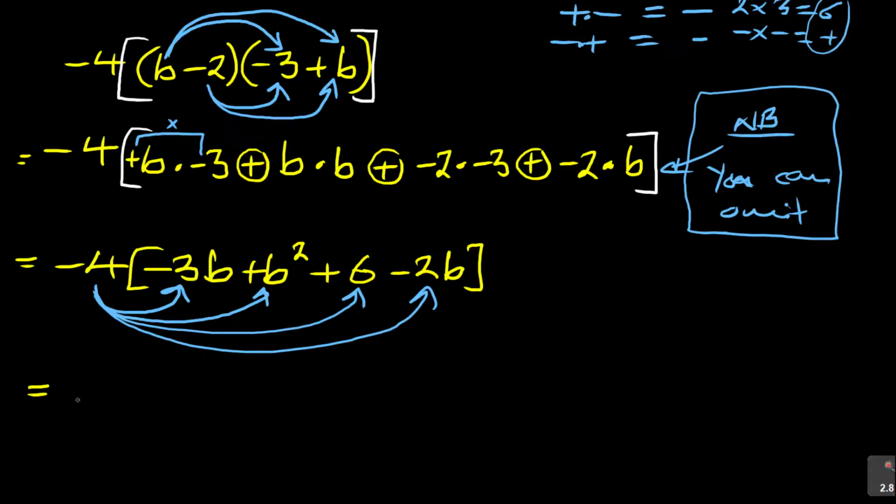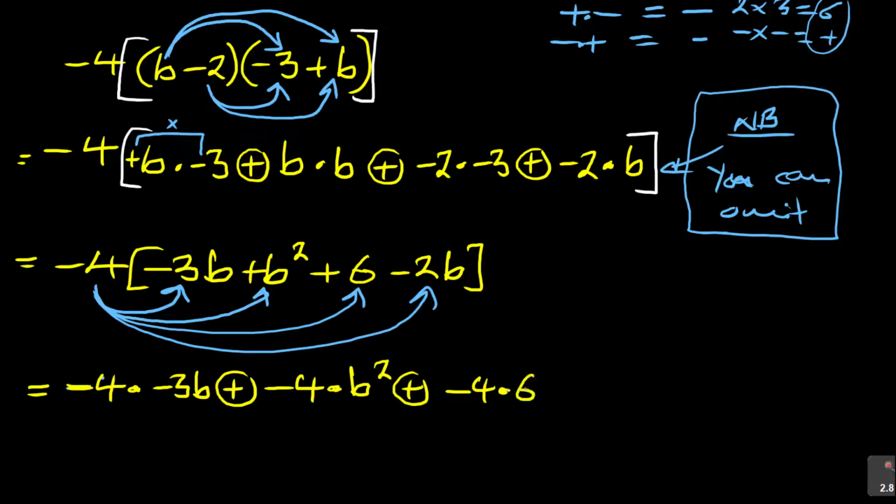So what do you say? It's minus 4, right, times minus 3b. It's better to write, at least you can be able to see. And then plus, or let's put a positive, minus 4 times b squared. And then every time you multiply with the next item, put a plus. Minus 4 times 6 plus minus 4 times minus 2b. I keep on telling you, you can omit this stage. You can actually do it in your mind and write the answer. But if you're still confusing it, better write it down.